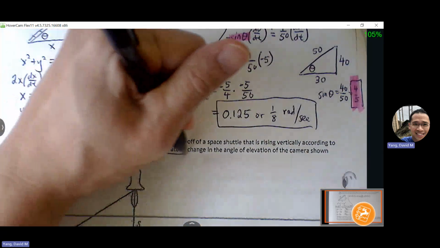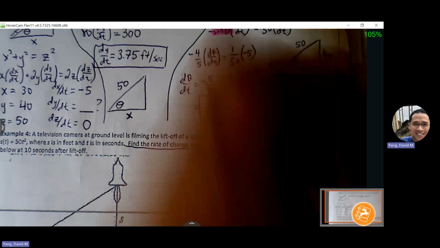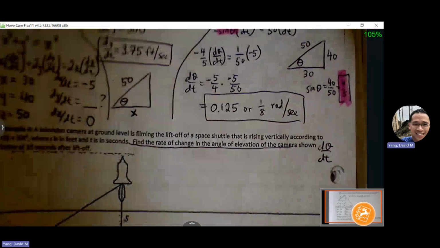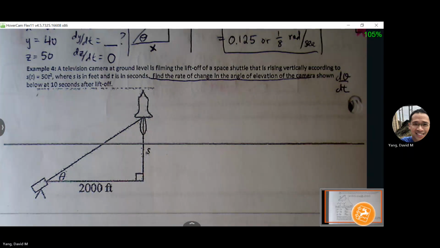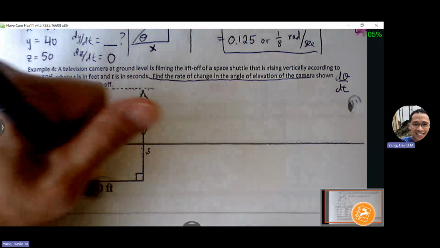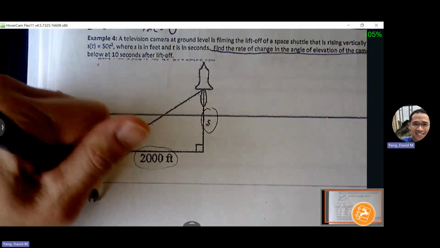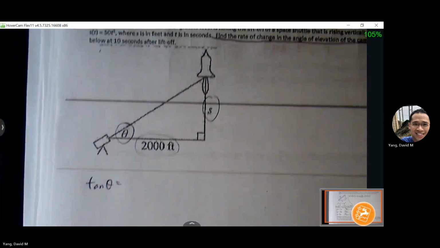So again, we're looking for what? Yeah, d theta dt. That's our goal. 10 seconds after liftoff. Okay, so let's see if we can gather enough information. We have to involve theta, we have to involve 2000, and we have to involve S. So which trig equation can we use that will hit all three pieces there? Yeah, tangent. Okay, so what would that look like? Tangent of theta equals S over 2000.